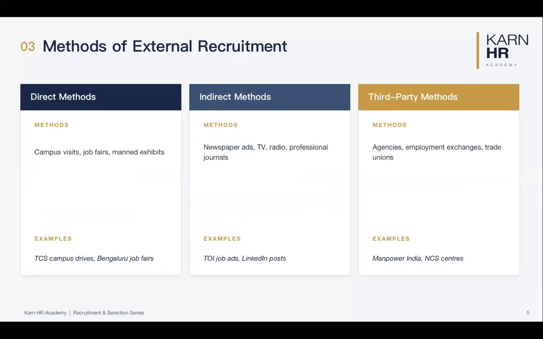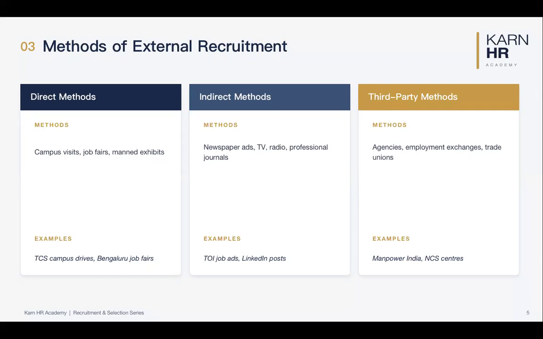Now we will see the methods of external recruitment. What are the methods of external recruitment? External recruitment methods can be broadly classified into three categories, that is, direct methods, indirect methods, and third party methods. What are direct methods? In direct methods, the organization directly approaches the potential candidates, for example, campus visits and job fairs. So these all are types of direct methods.